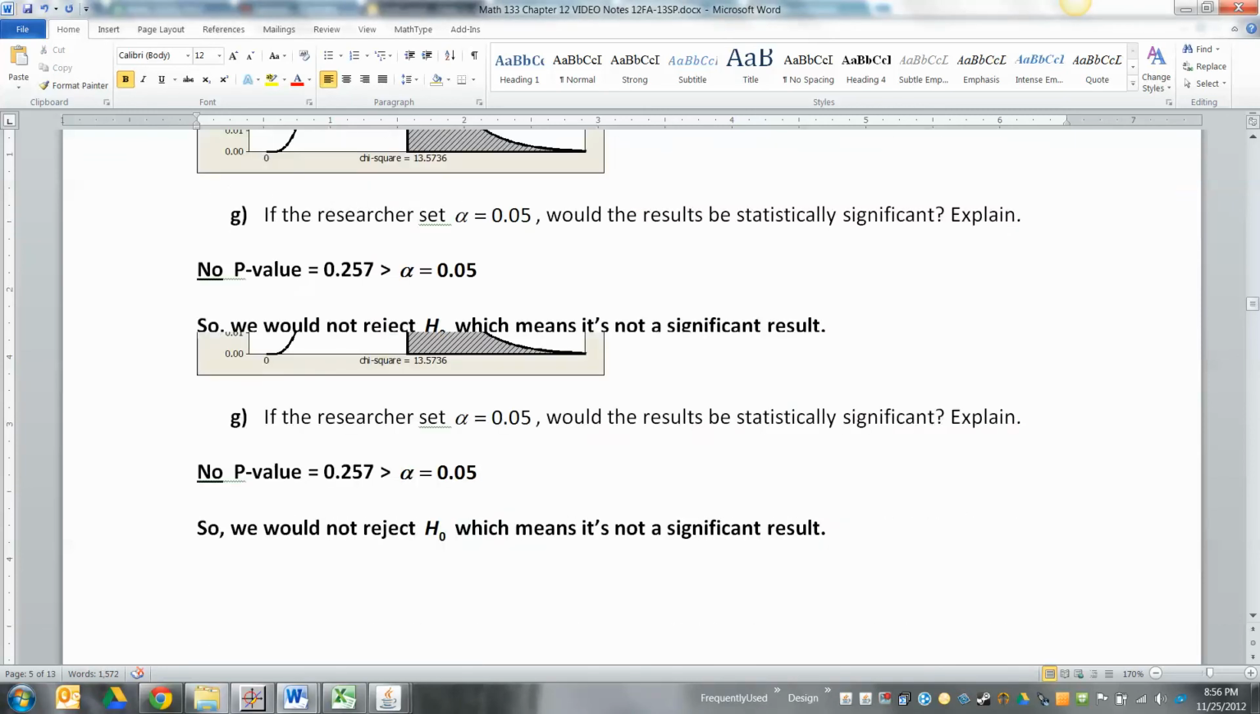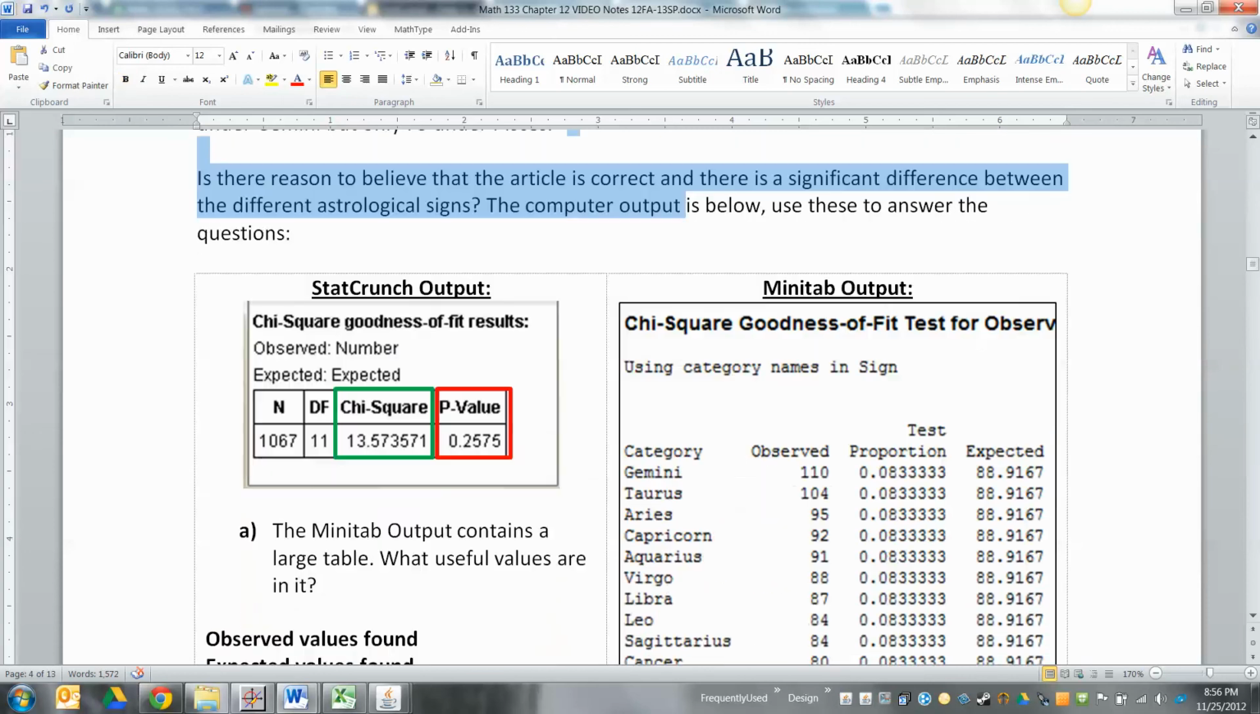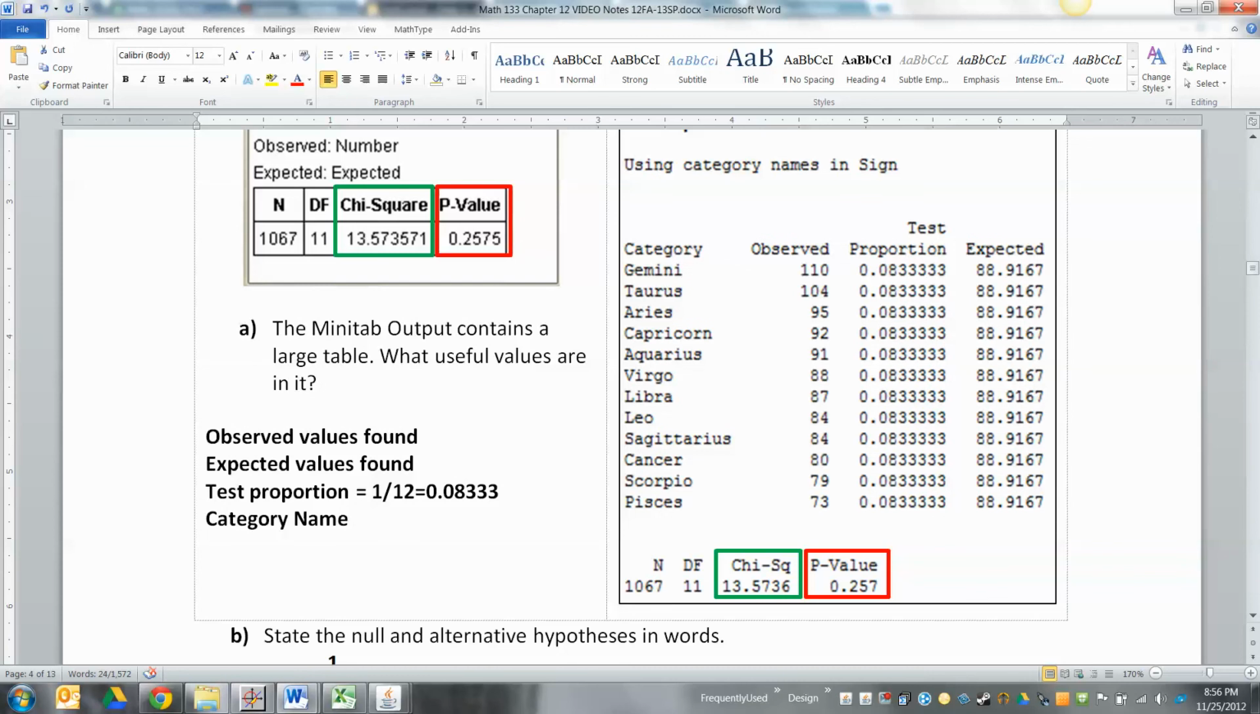Okay. So I know I never read the question to you, but what we were trying to argue here is, if you looked at this table, you'd think, oh, that's just crazy. If you're a Gemini, you're way more likely to be wealthy. But we just proved mathematically that that's not the case. Quite frankly, that kind of distribution from 110 to 73 has a 25.7% chance of happening. It's not rare. They're not vastly apart. If Pisces was at 3, then we'd be talking. But Pisces is at 73, and that's just not enough difference between the two.